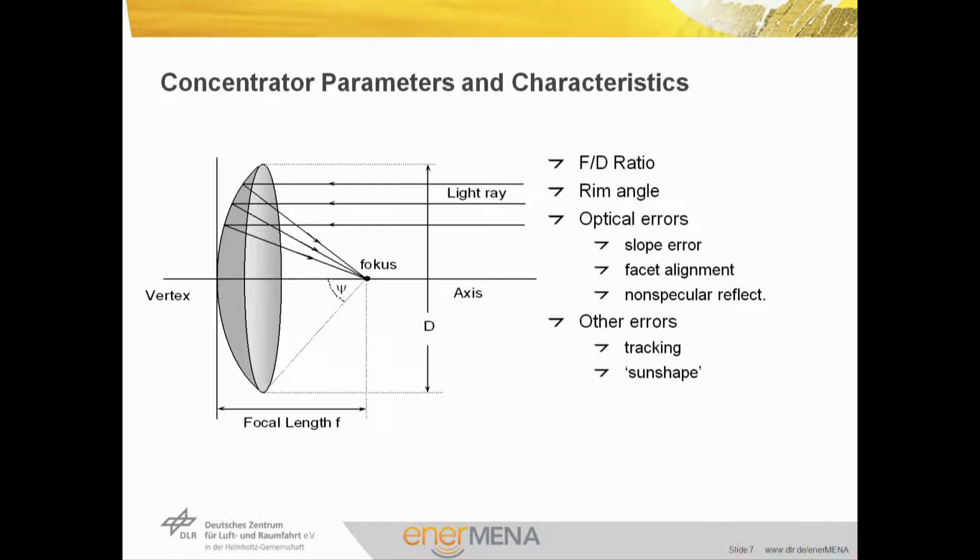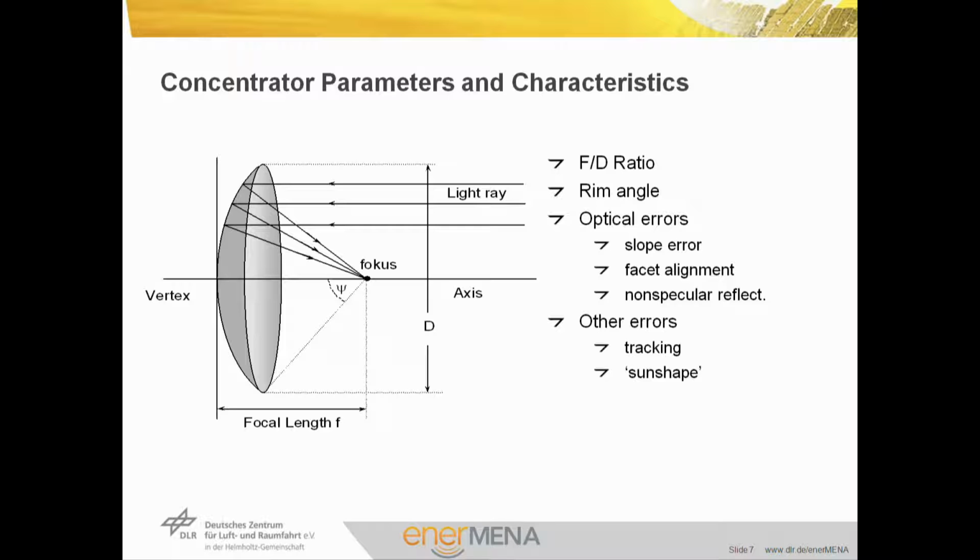In this slide, I want to introduce some important parameters and characteristics of parabolic concentrators. In the picture, you can see a parabola. The light is coming from the right side and is reflected at the surface towards the focus. Parameters that are widely used in the literature are the F/D ratio, which is focal length to diameter, and the rim angle, which is the opening angle looking from the focus towards the parabola.